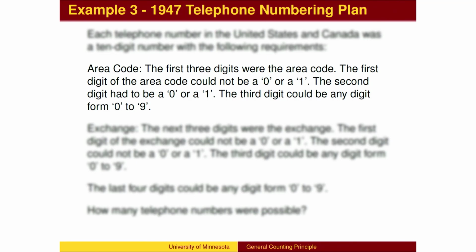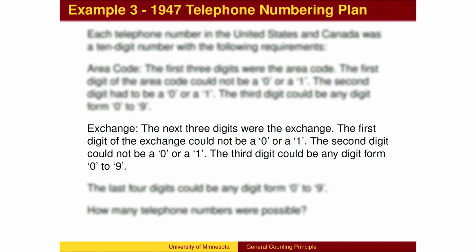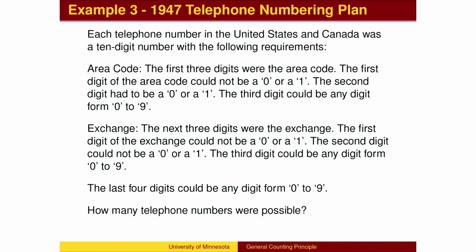The second digit had to be a 0 or a 1 to distinguish them from exchanges. The exchanges could also not begin with 0 or 1, and their second digit could also not be 0 or 1. Otherwise, all of the digits 0 through 9 were allowed. How many phone numbers were possible?